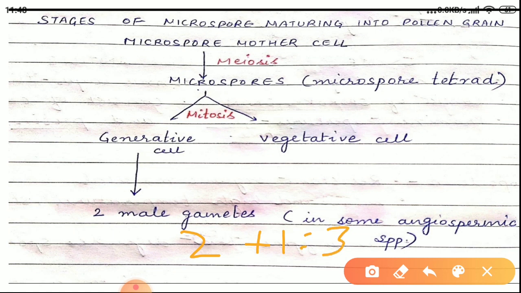So it should be clear in your mind that if some plants shed pollen grains in two-celled stage, it simply means having one generative cell and vegetative cell. And if it is shed in three-celled stage, it means two male gametes with one vegetative cell, three-celled stage.